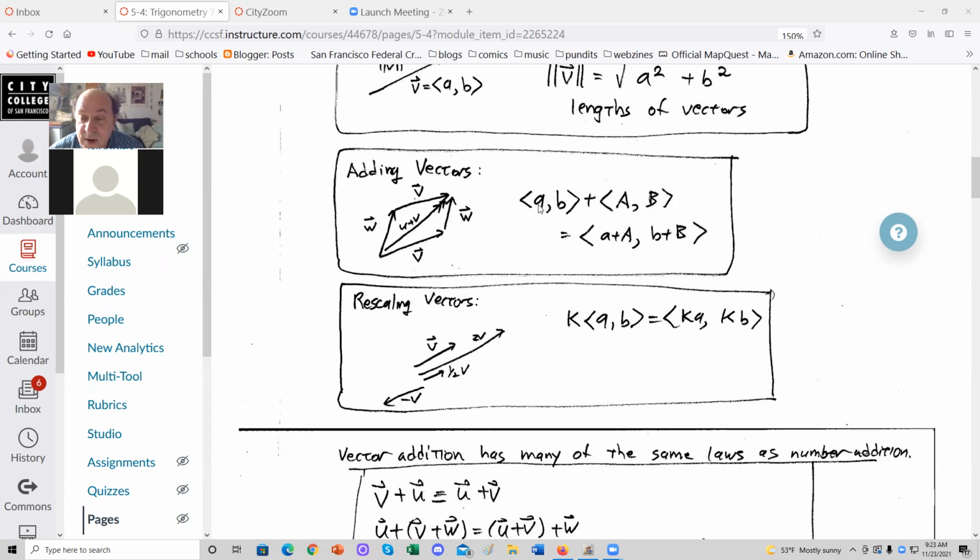The algebraic definition is that you add coordinates. ⟨a, b⟩ plus ⟨A, B⟩ is ⟨a plus A, b plus B⟩. So you add them in parallel.